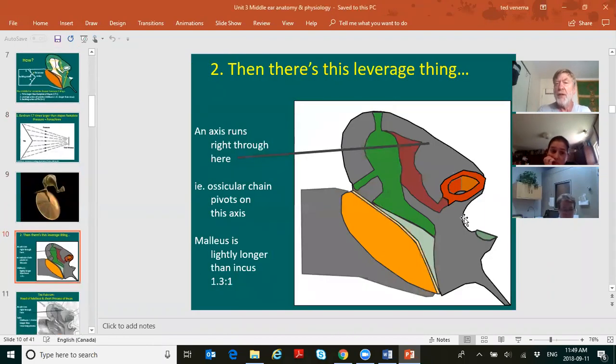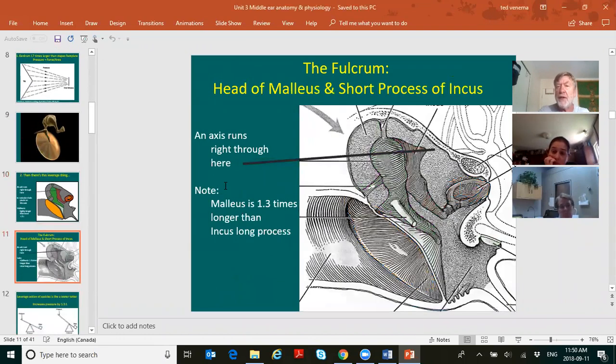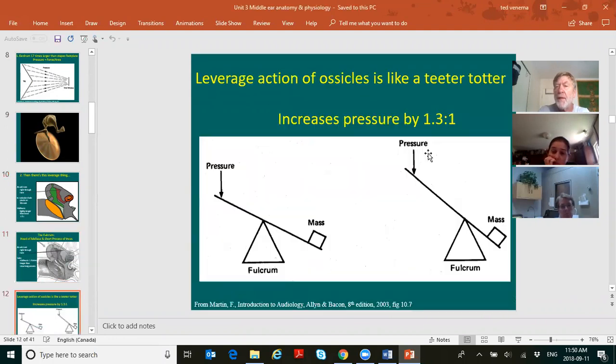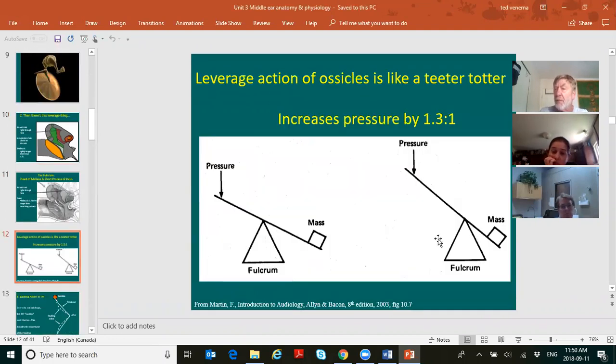And that's that picture. But then there's this leverage thing. Look at how the manubrium and the malleus bone is a little bit longer than the incus. And think of an axis or a fulcrum running right through here, the axis. So here's the real thing. Think of the axis running right through here. When you have a teeter-totter, you're going to give the kid the longer end. You're going to take the short end because the longer end has the advantage.